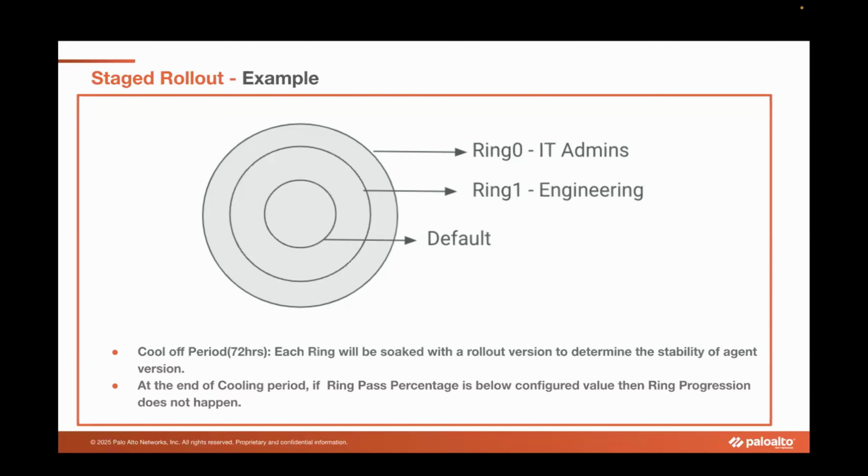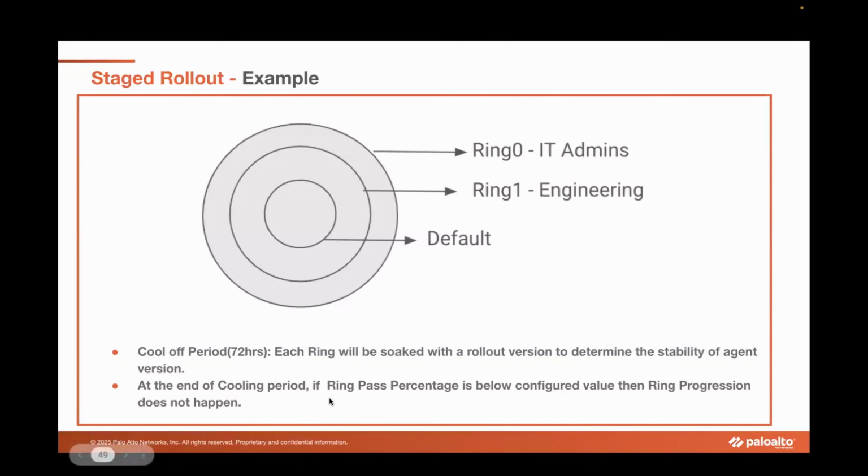Again, the cool-off period is 72 hours, right? And each ring will be soaked with that version for 72 hours, and also the stability of the agent can be measured. So it's kind of like the administrator can do a POC of that agent on each ring before he does the rollout on the final ring, where everybody else would be getting the new version of the agent, right?